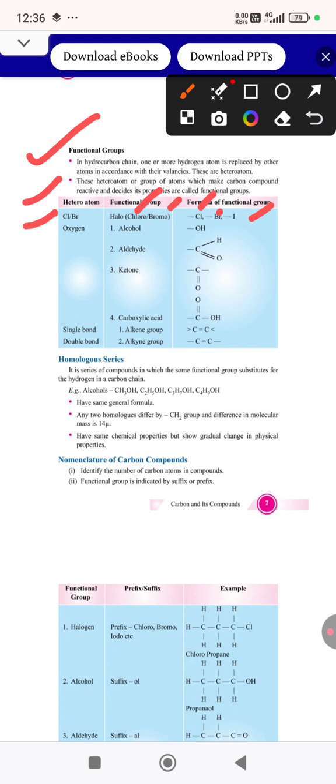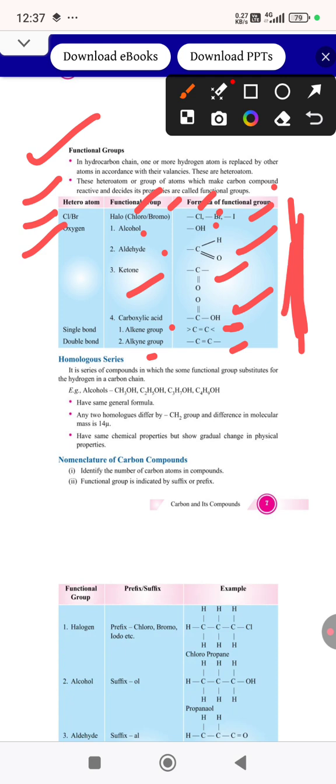For heteroatom oxygen, alcohol, the formula is OH. For aldehyde group the formula is like this. For ketone the formula is like this. For carboxylic acid the formula is like this. For single bond alkane groups we can write the formula like this. For alkene group the formula is like this. For alkyne group the formula is like this. You have to learn all these formulas.